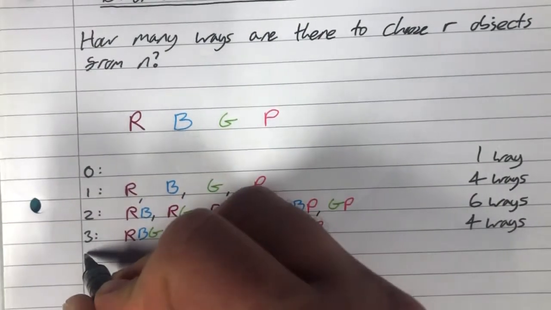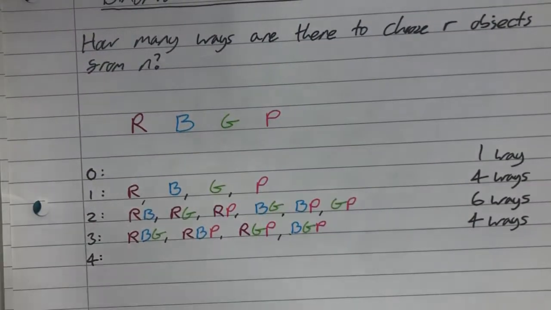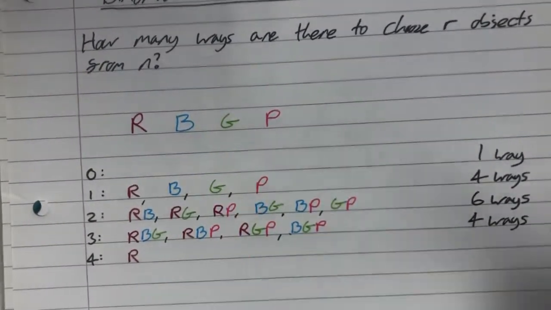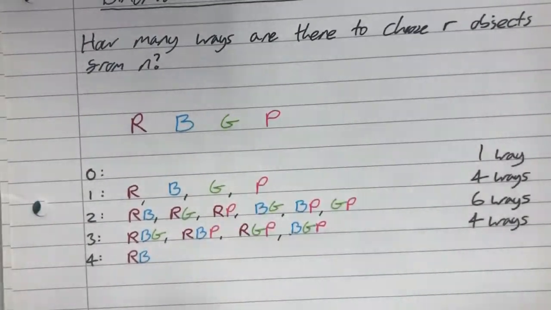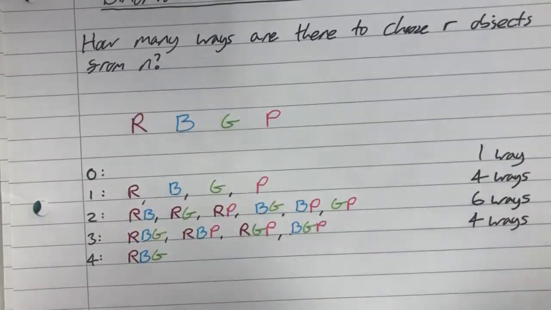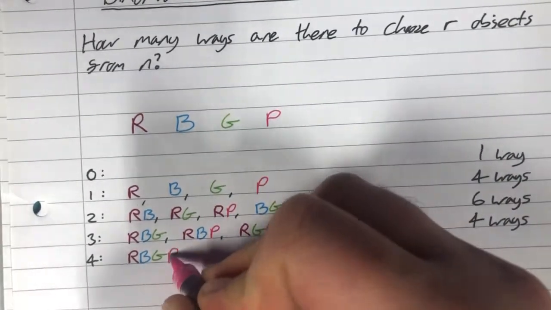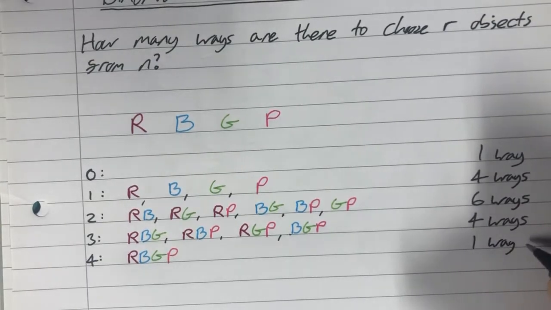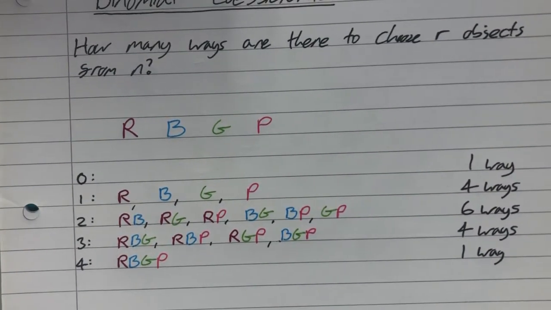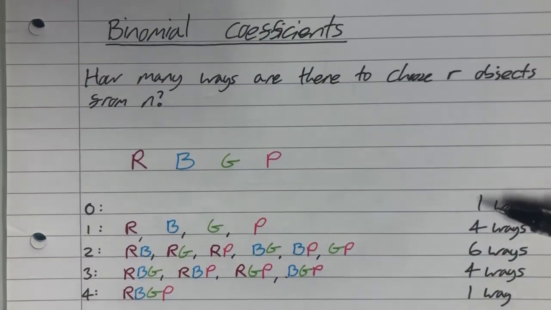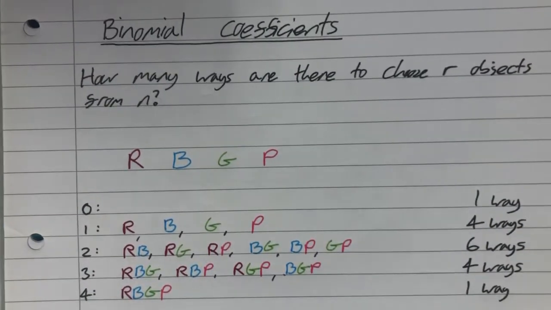And then finally, if I want to choose 4 items, well, I'm leaving none behind. So surely there's only one way to do this, and that is to choose all 4 of these objects. Red, blue, green, and pink. So there is one way. So that's with n is 4. 1, 4, 6, 4, 1.